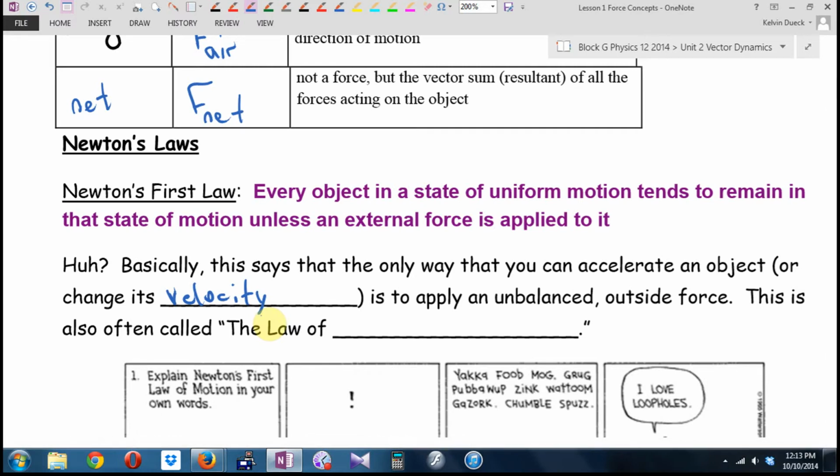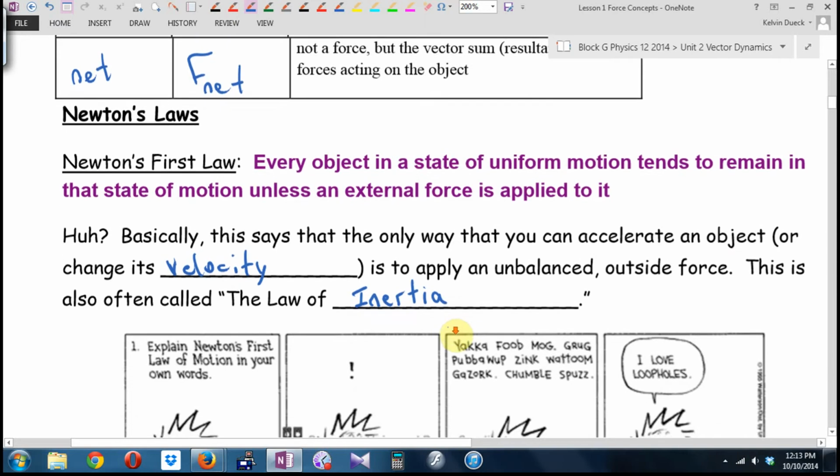If it's not accelerating, and remember, not accelerating can mean at rest or going in a straight line at a steady speed, then the net force on that object must be zero. Has to be. This is often called the law of inertia. What's inertia?